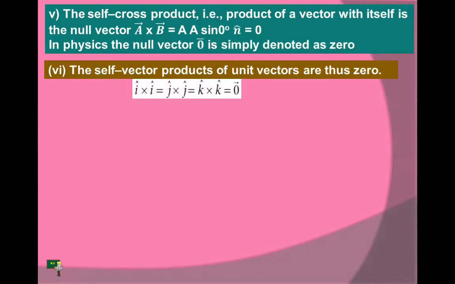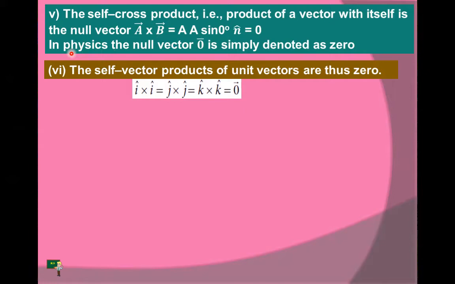Fifth property, the self cross product. That means the product of a vector with itself is a null vector. A vector into A vector is equal to A into A into sin theta into n cap, which is equal to 0. In physics, the null vector, the zero vector, is simply denoted as 0.